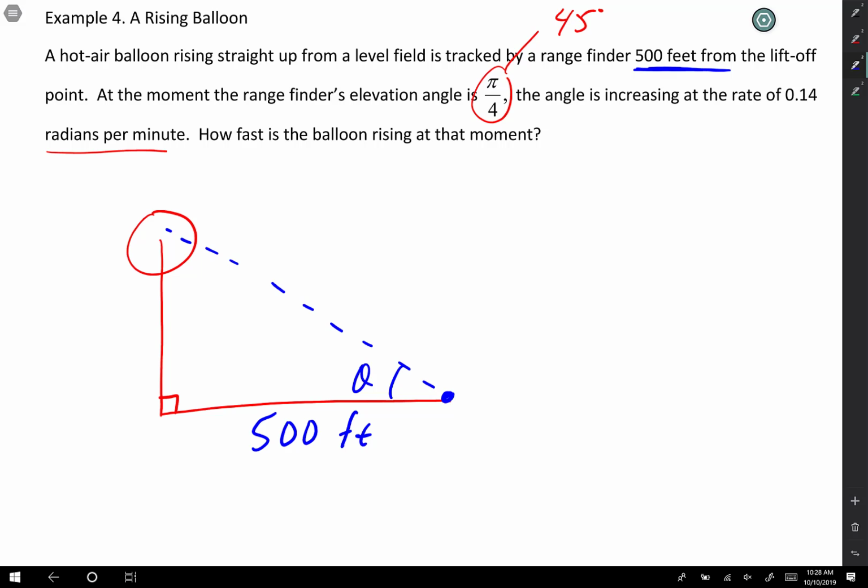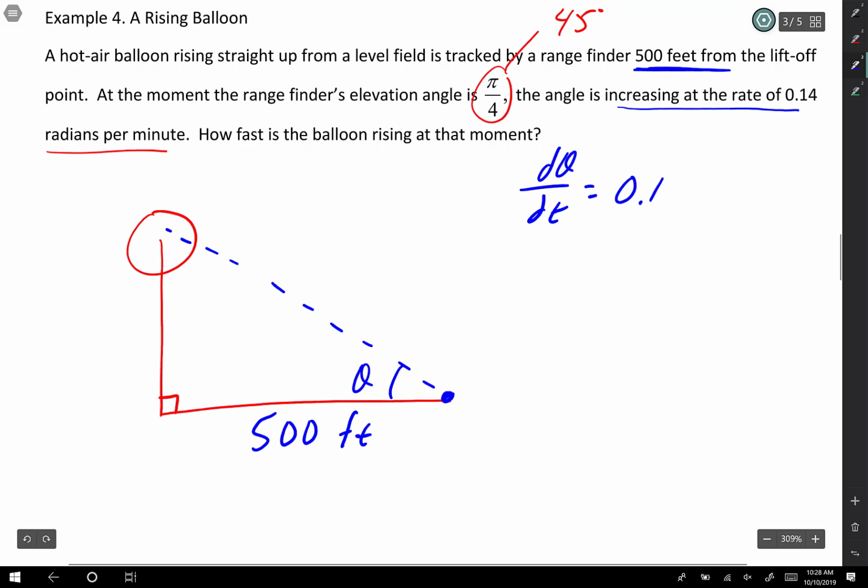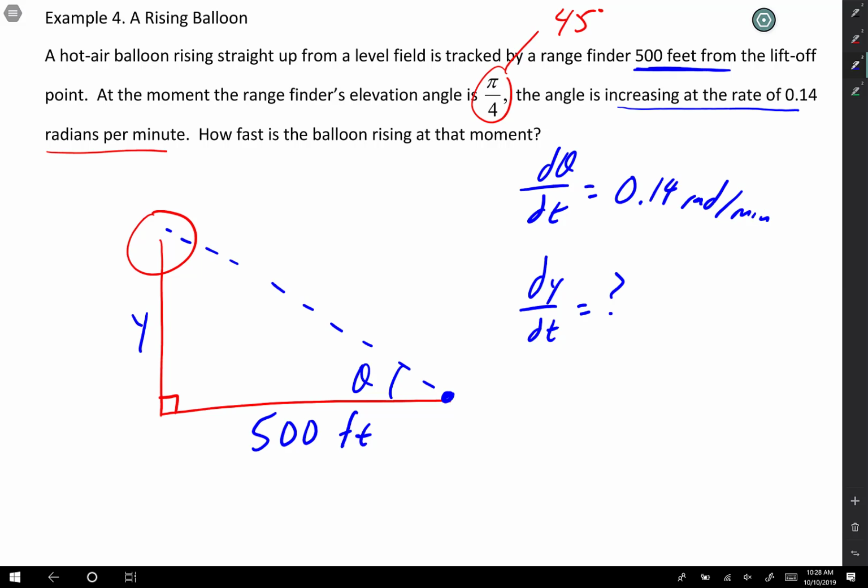All right, so what do we know so far? The angle is increasing at a rate of 0.14 radians per minute. So we know d theta/dt is 0.14 rad per minute. What's the elevation? I want to know how fast the balloon is rising, so I'm going to call this y. What do they want to know? dy/dt. How do we feel so far, guys? This is 0.14 what? Radians per minute. That's all we know.